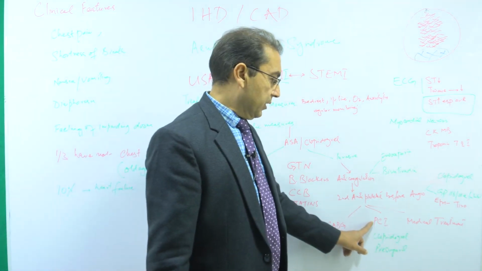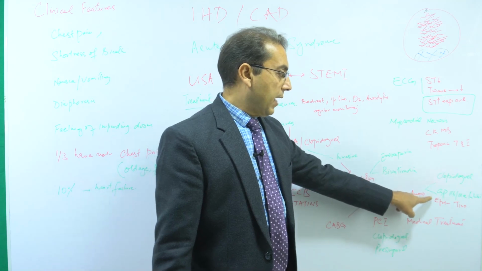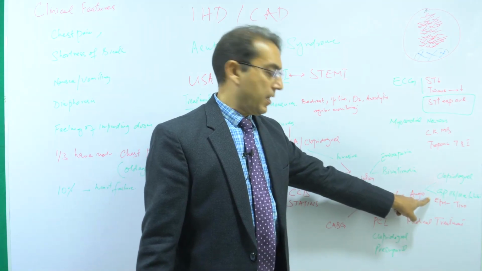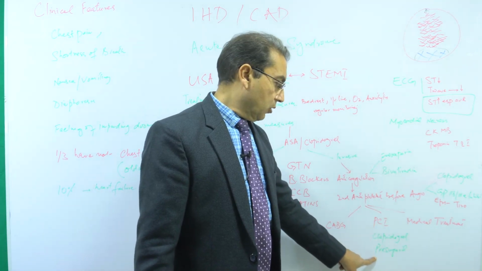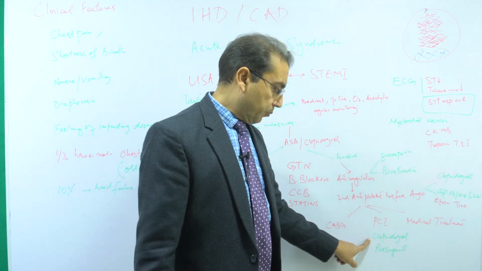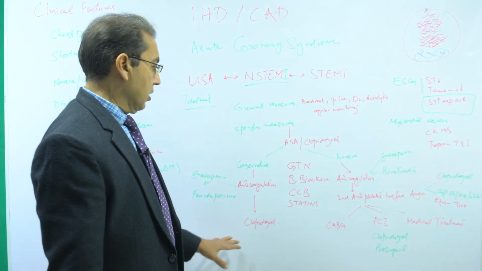And if PCI has to be done, and the second antiplatelet has not already been added, you do an angiography and add a second antiplatelet drug, in which you can add either clopidogrel or prasugrel. So this is our course when we do this.